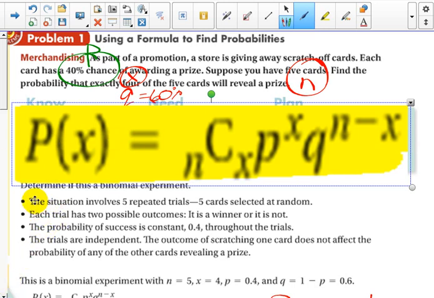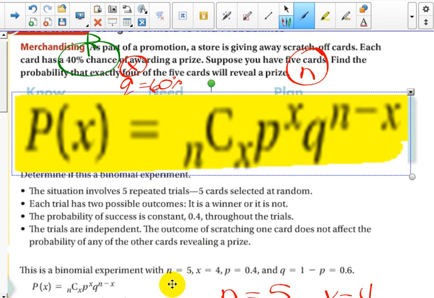So it says the situation has 5 repeated trials, 5 cards selected at random. Each trial has 2 possible outcomes. Either you're a winner or you're not. The probability of success is constant at 0.4 throughout the trial. Right? 40% is 0.4. Remember that. Okay, and then the trials are independent. The outcome of scratching one card does not affect the probability of any of the other cards revealing a prize. So this is a binomial experiment because it's either a win or a lose. It has two outcomes. Okay, n is equal to 5, right?